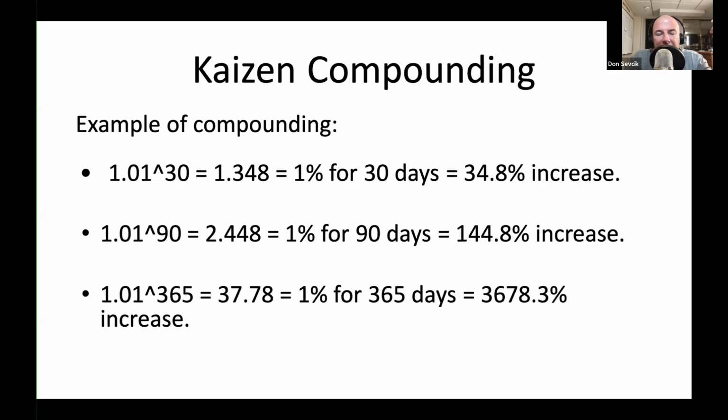But here's where the magic happens. Suppose we stick with that skill and we get 1% better every day for a full year. At the end of 365 days, we will be 3,678% better at whatever skill we chose. And all we're talking about here, folks, is 1 measly percent every day. It's not a lot, but it starts to snowball every day we work on it.